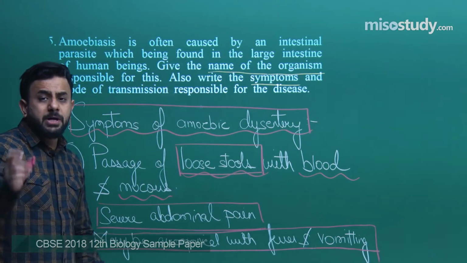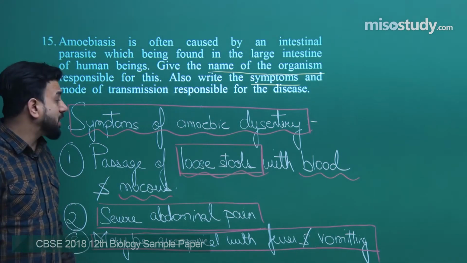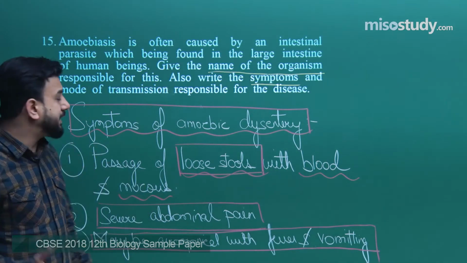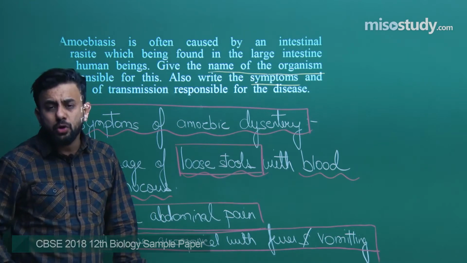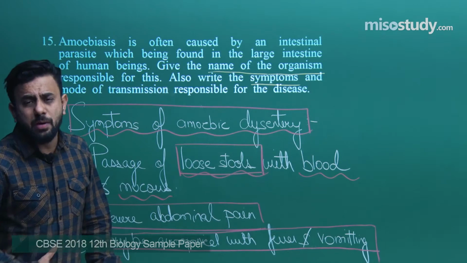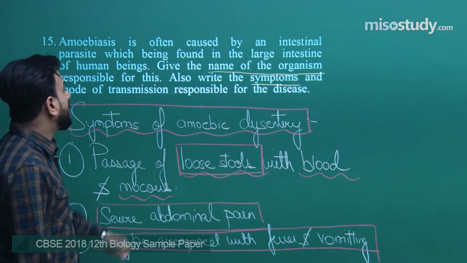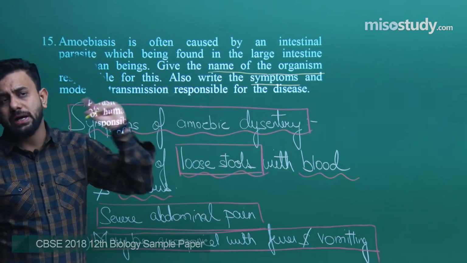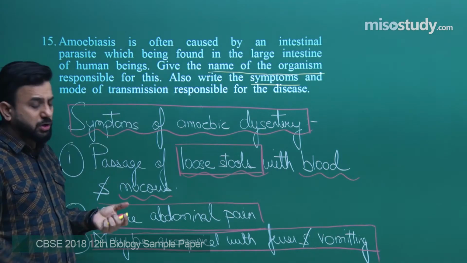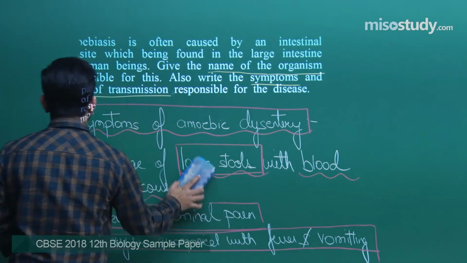Right? So amoebic dysentery, also called amoebiasis, which is caused by Entamoeba histolytica, will result in dysentery, that is loose stools. In that loose stool there will be blood and mucus, and the patient will have severe abdominal pain. He will complain of abdominal pain and cramps, and the patient may also have fever and vomiting. So simple. The second part of the question is also done. Now we are remaining with the third part of the question, that is the mode of transmission responsible for the disease.